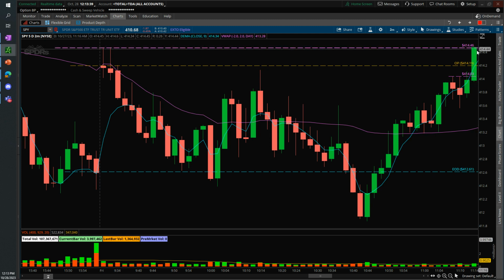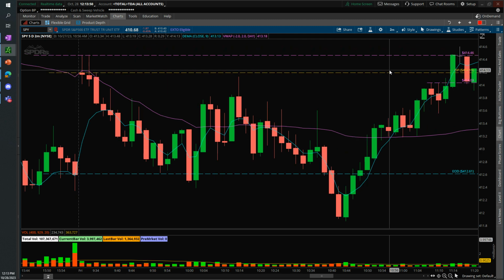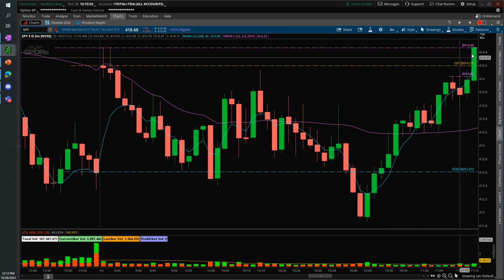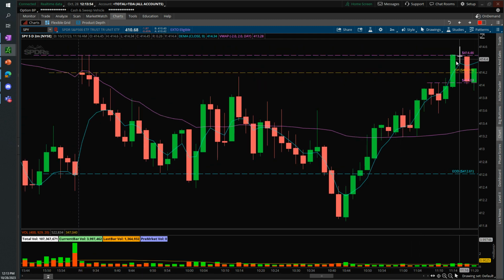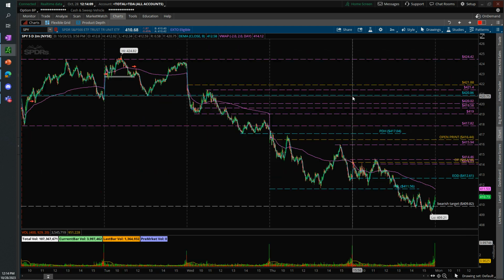So price rips past open print, and this actually looks somewhat bullish at the moment, right? But as price rips into 414.46, I'm being patient. I want to see more acceptance above this level. Not only that, I use QQQ to help me paint market conditions as well, because QQQ was also touching a critical level. So I had in my mind, listen, if sellers can show up here, what does that look like?